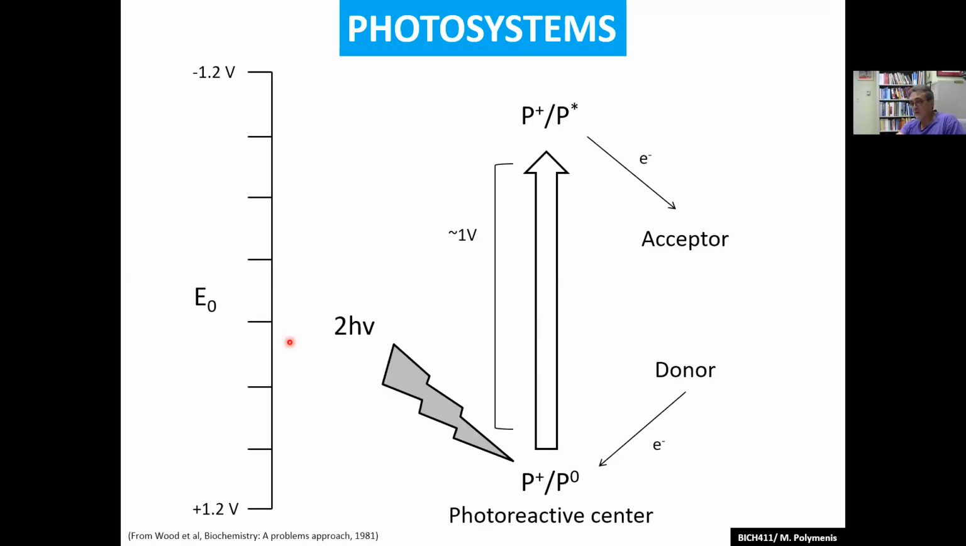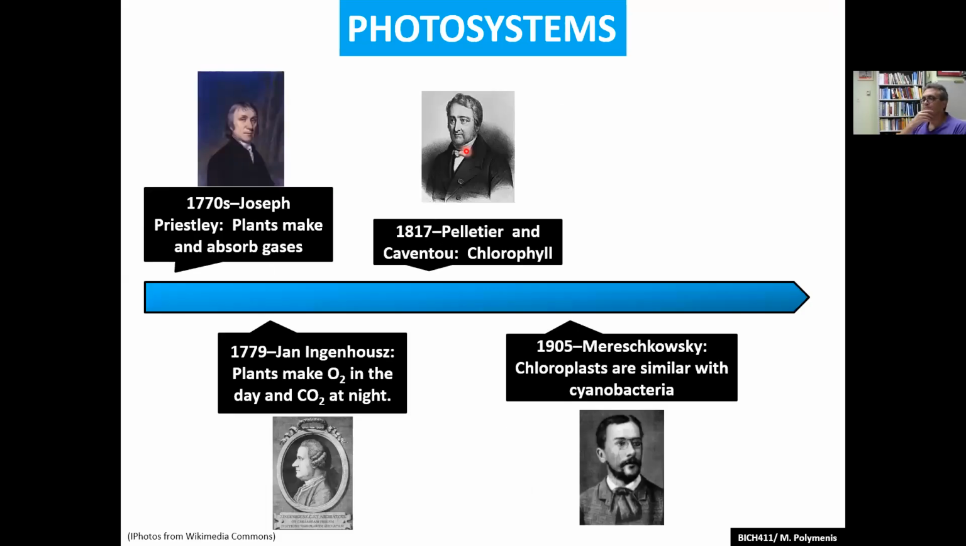So, the differential, of course, is 1 volt. And if you remember, you need about somewhere between 200 and 250 millivolts to make 1 ATP. So here, clearly, that differential is enough to make a few ATPs, 3, maybe 4, right? So, where are all these things happening?